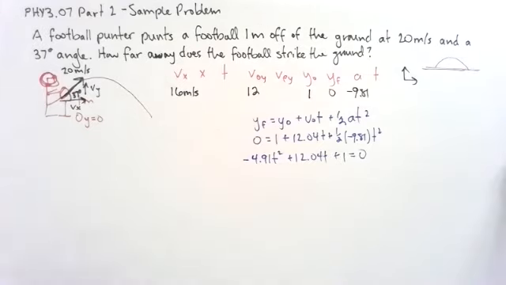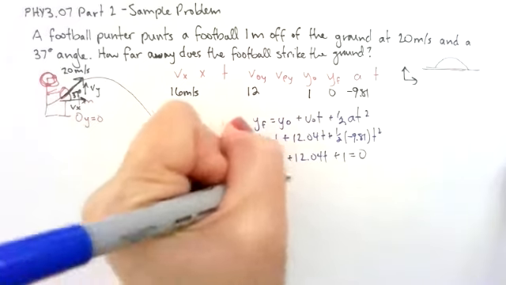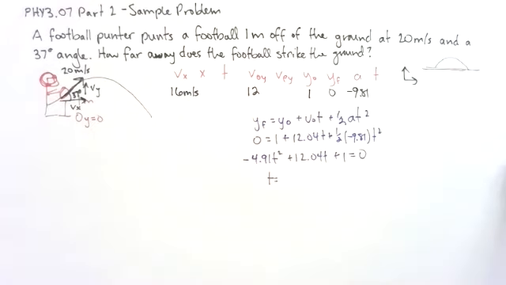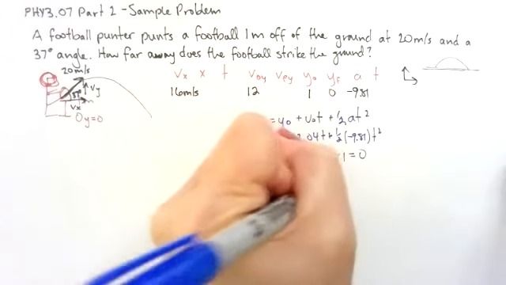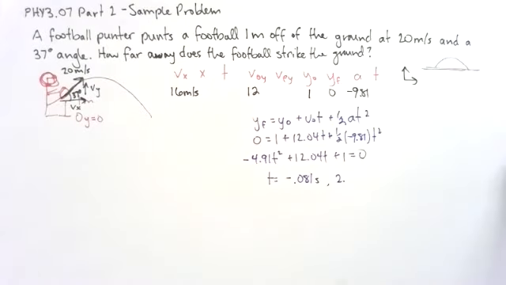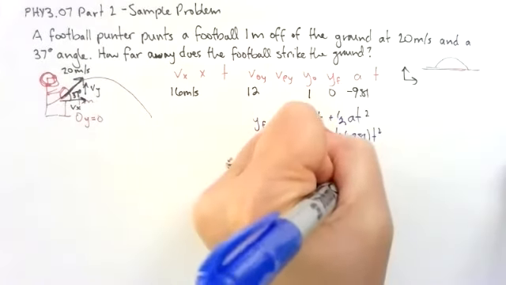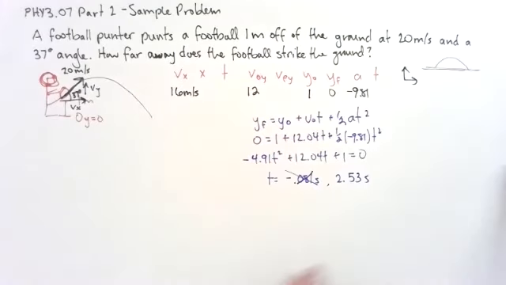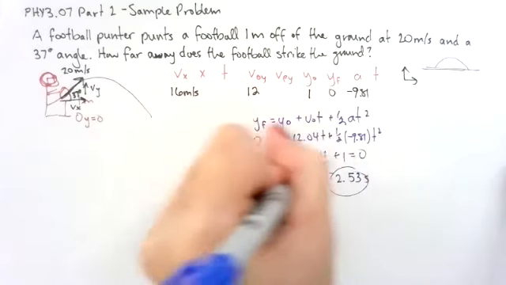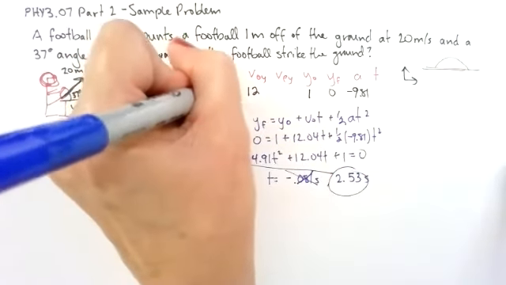So when I solve this with the quadratic equation, I get that t equals, you always get 2 values. One of the values is negative 0.081 seconds, and the other one is 2.53 seconds. Well, the negative doesn't make any sense. This guy gets tossed out. So our answer is 2.53, which I'm going to bring up here.